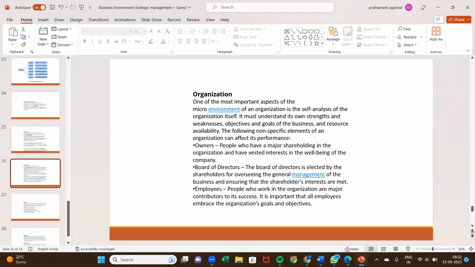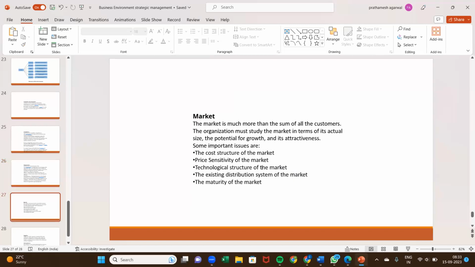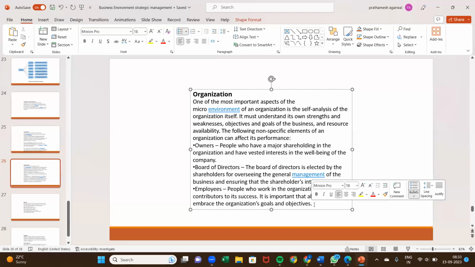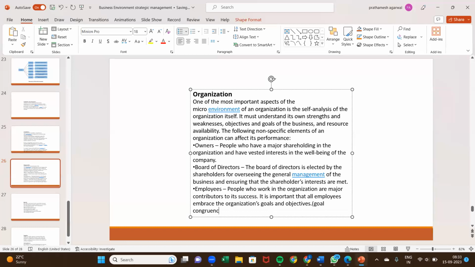Then employees. People who work in the organization are major contributors to its success. It is important that all employees embrace the organization goals and objectives. Now, embrace means everybody follows the organizational goals and objectives. That means in the bracket, I will write goal congruence. I've written goal congruence.